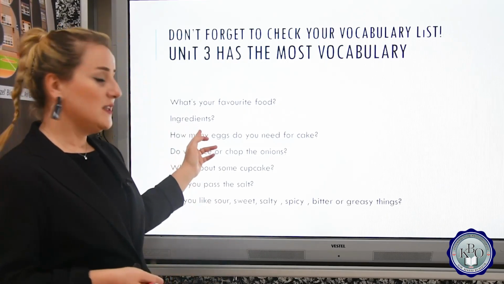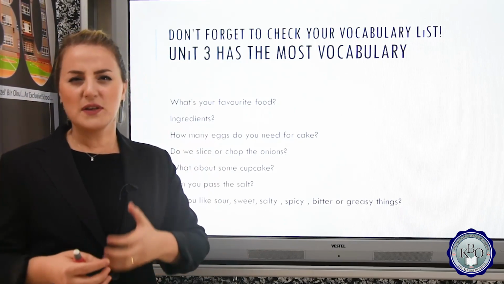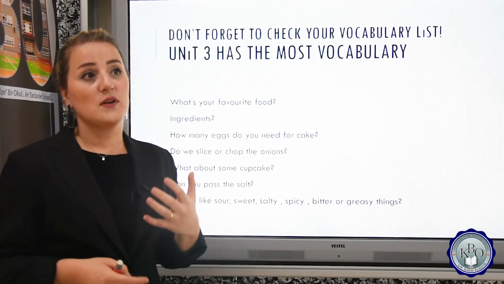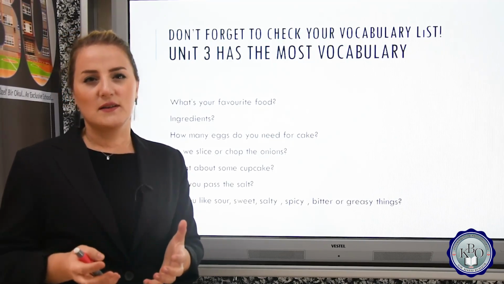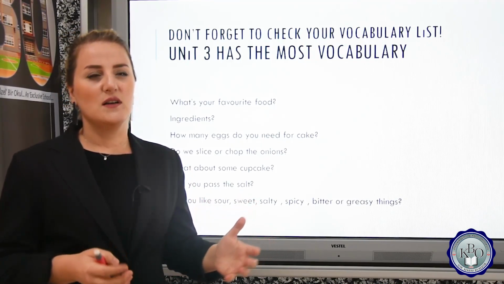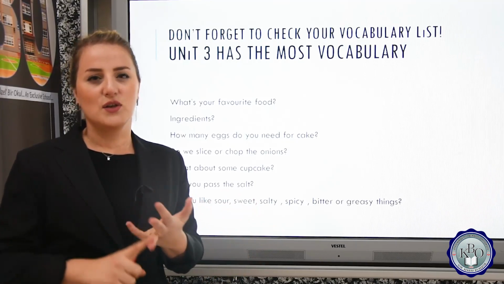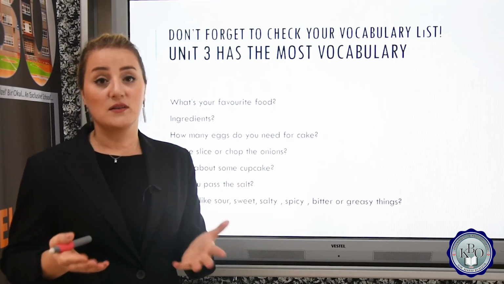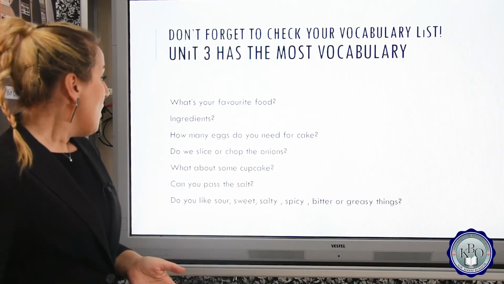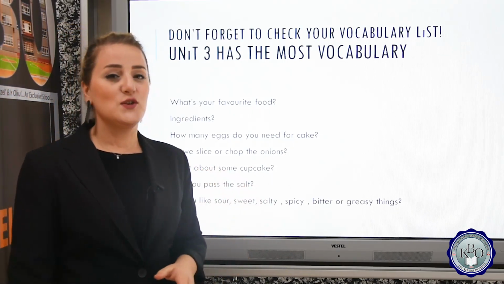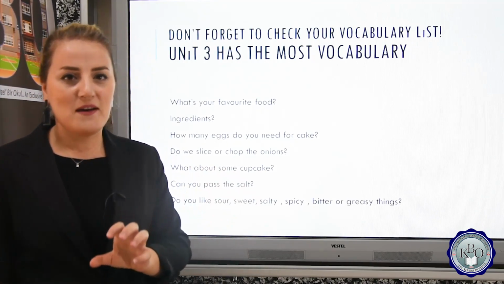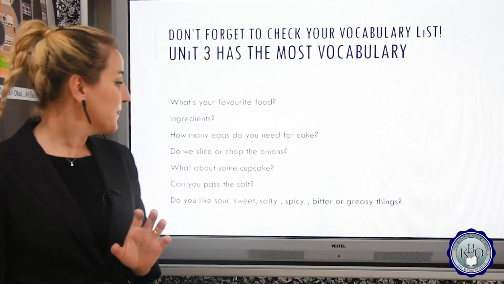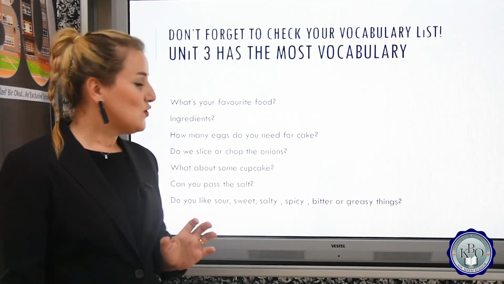And what about the ingredients? Ingredient means what kind of food do you use when you cook a dinner? Okay, for example, if I talk about a pizza again, what are the ingredients of a pizza? You can just count on the flour, salt, water, or tomato sauce, something like that you like to eat in a pizza. Or how many eggs do you need for a cake? So we are also asking for the amount of the ingredients that we are going to use while we are cooking. Or do we slice or chop the onions?